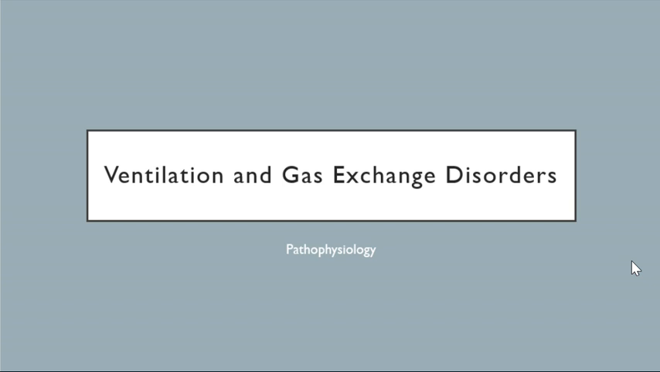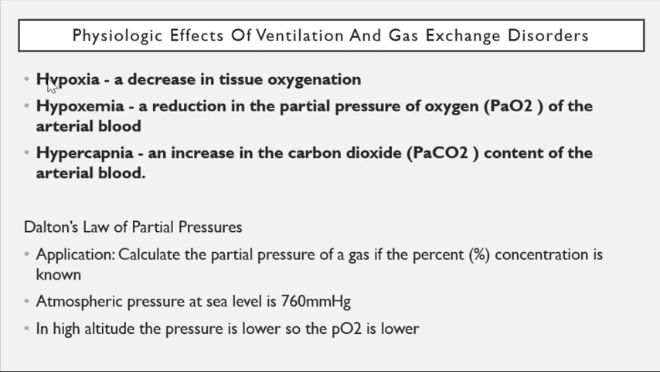So we're going to be talking about ventilation and gas exchange disorders. So this is going to be looking at the lungs. So for the next 2 lectures, it's going to be a lot of lung stuff. So there are different vocabulary words we got to learn. Hypoxia, decrease in oxygen or decrease in tissue oxygenation. Hypoxemia is a reduction in the partial pressure of oxygen of the arterial blood.